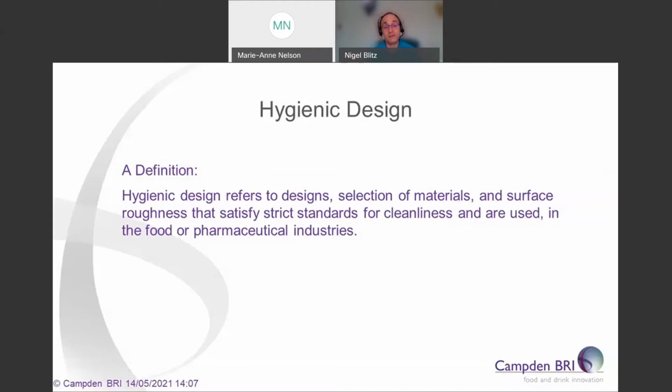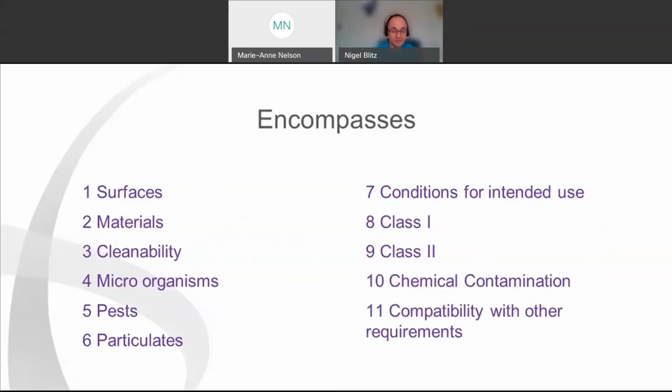and surface roughness that satisfy strict standards for cleanliness and are used in the food or pharmaceutical industries. Basically, it covers everything that can be used to make equipment that will be used within the food industry and that complies with the legislation. What does it cover? It covers surfaces, both food and non-food contact, and their anticipated operating conditions. The materials need to be absorbent or not, and non-toxic without having to be dismantled.